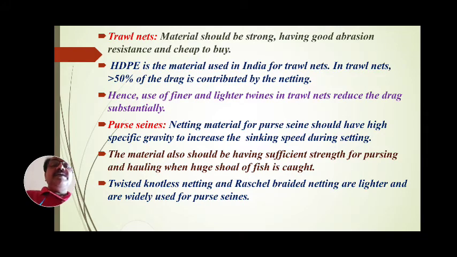High density polyethylene is the material used in India for trawl nets. In trawl nets, the symbol is greater than, not less than. Remember that I told you less than, but it is the greater than. Greater than 50% of the drag of the net is contributed by the netting.